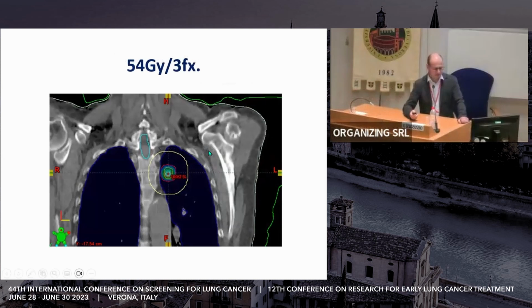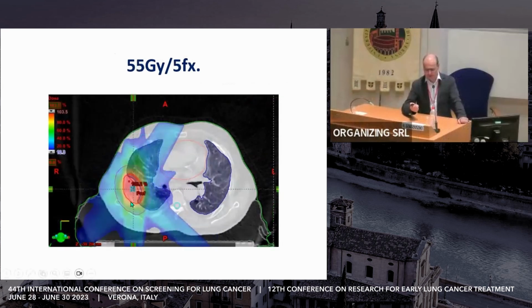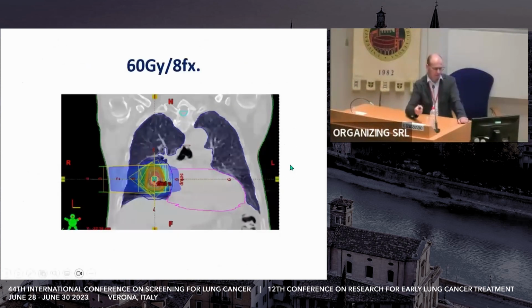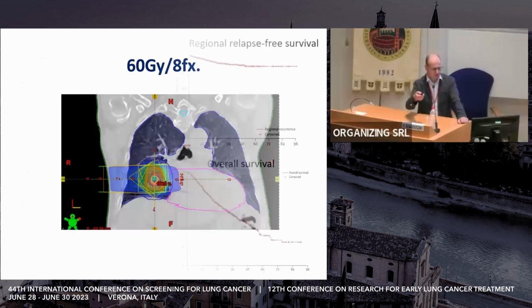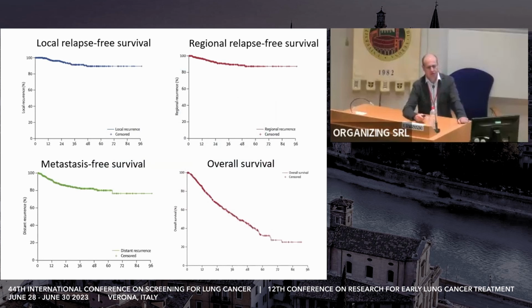All right, this is an example of 54 grays in a 3 fraction regimen. This is what we do with tumors abutting the chest wall, 55 grays in 5 fractions. This is when the tumor is located close to the heart, close to the mediastinum. We use the regimen that's based on European data of 60 grays in 8 fractions. Our American colleagues would tend to use 50 grays in 5 fractions in this setting.